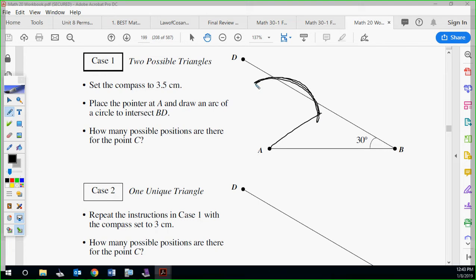Oh, like a north-south compass? No. Yeah, a drawing compass. Yeah, sorry.